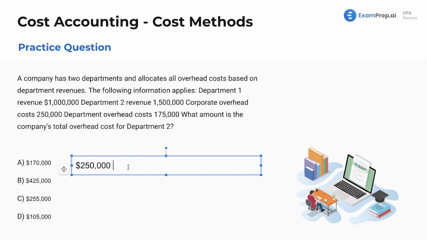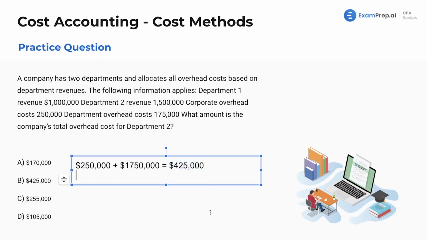Okay, so we need to allocate that $250 plus $175. Obviously, the $1 million and the $1.5 million are direct to Department 1 and Department 2, respectively. So $175 there. So total overhead that needs to be allocated is $425. And likely this million and this $1.5 million is materials and labor. Now this is the process of allocating that overhead.